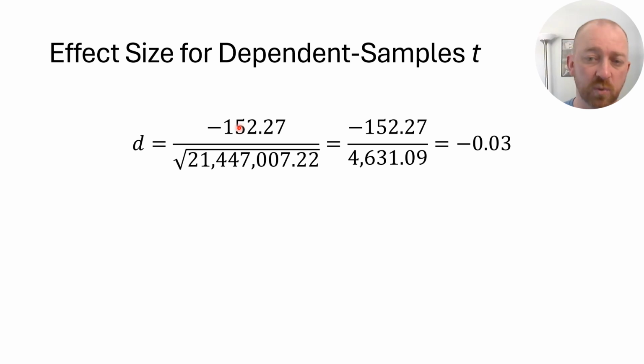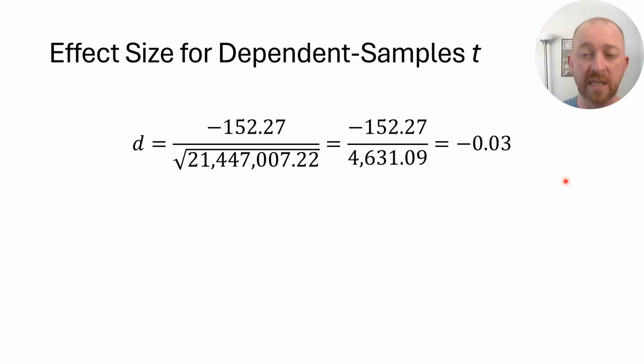Now, of course, the difference between the mean and the target in this case was negative 152.27. In this case, it was dollars. Once again, the scenario was I wanted to compare a sample to the national average in credit card debt. And then down here, of course, is the standard deviation. Before I take the square root, again, you can do all the math from the previous information. So, of course, the square root of 21,447,007.22 is 4,631.09. And of course, we divide that by that to get negative 0.03.